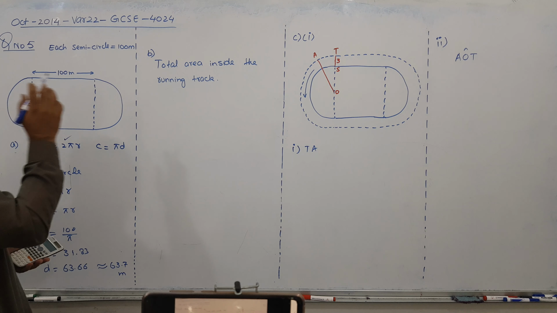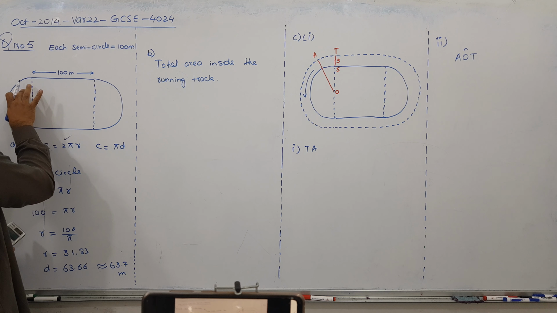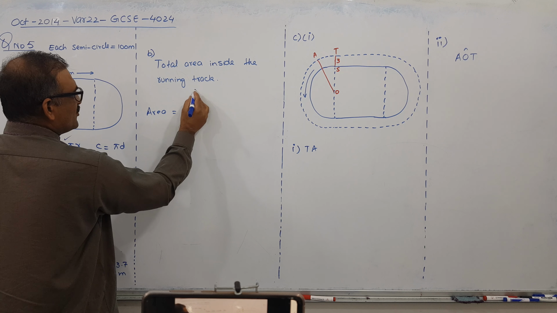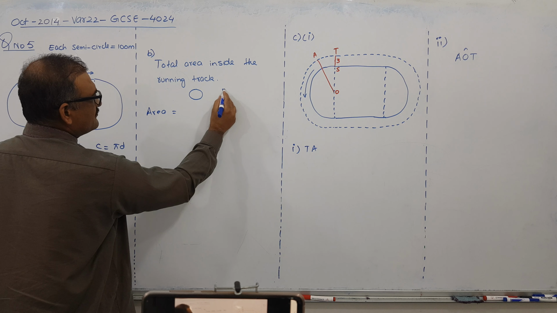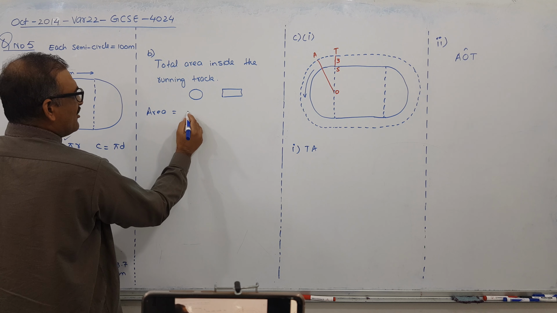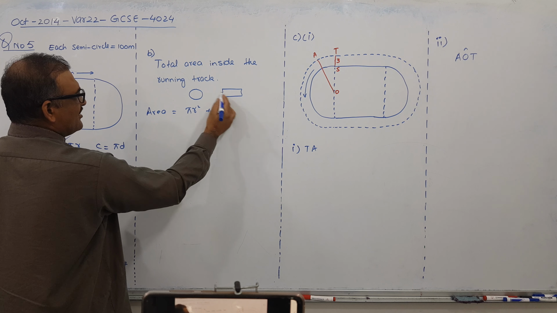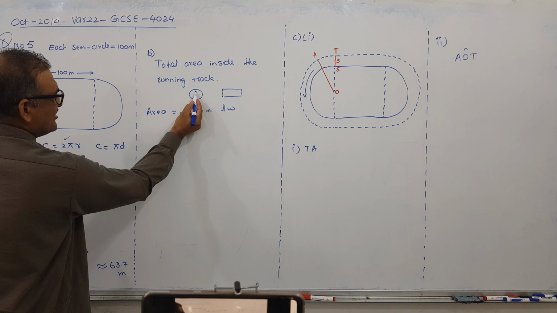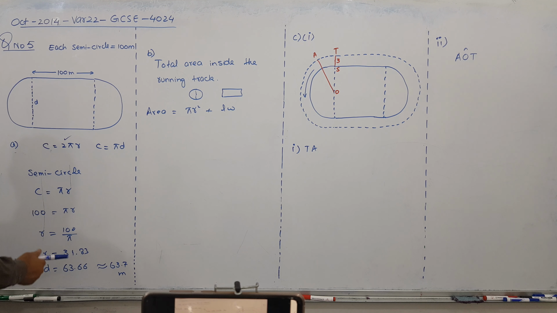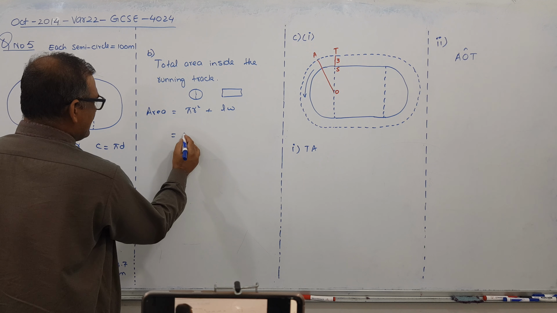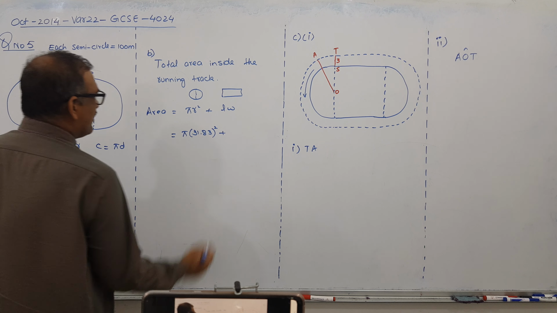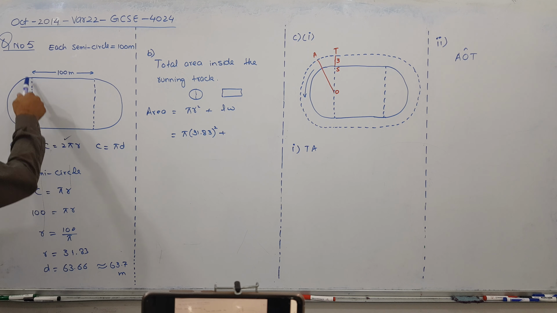Let's come here. Total area inside the track. So semicircle 1 and 2 make one circle. So what is the area here? Two parts: a full circle and a rectangle. Circle area, all of you know, pi r squared, and rectangle length times width. And this makes one circle, that is why I show this is a half. And the radius we have is 31.83. So we can see here, pi times 31.83 squared.